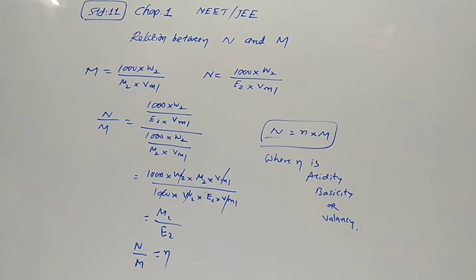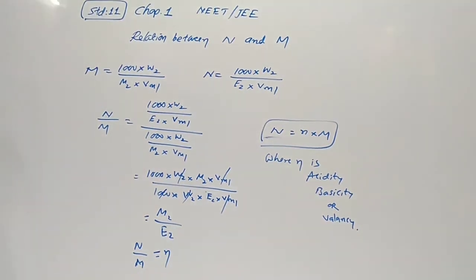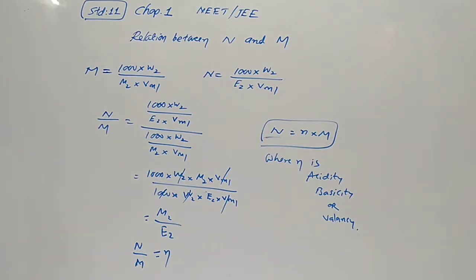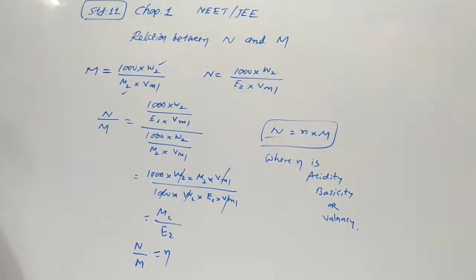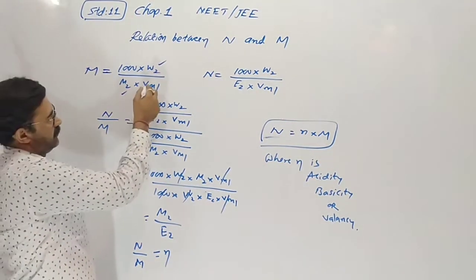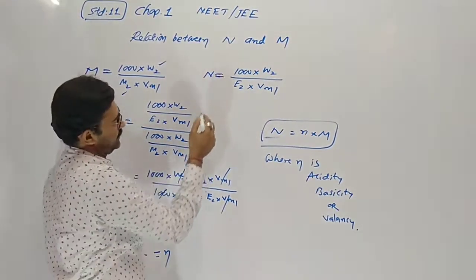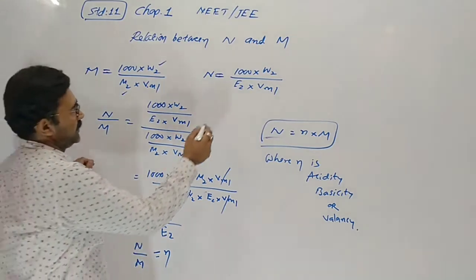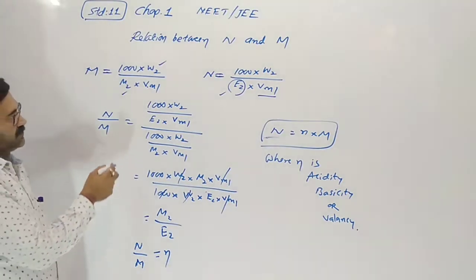Today we are going to discuss the relation between normality and molarity. Molarity equals 1000 into mass of solute upon molecular mass of solute and volume in milliliter of the solution. In normality, it is 1000 into W2, mass of solute, upon equivalent mass of solute and volume in milliliter of solution.